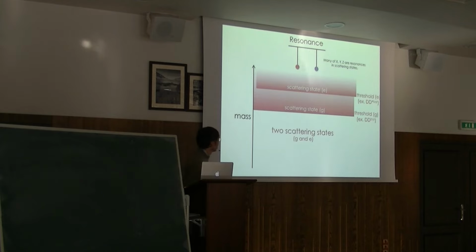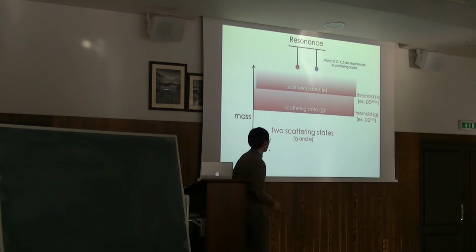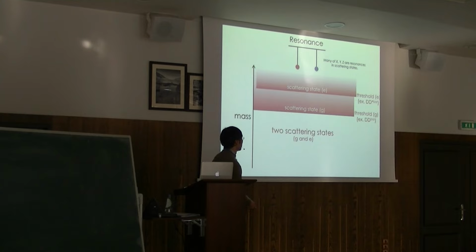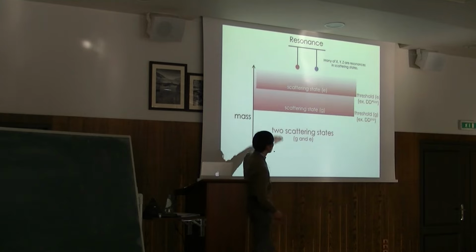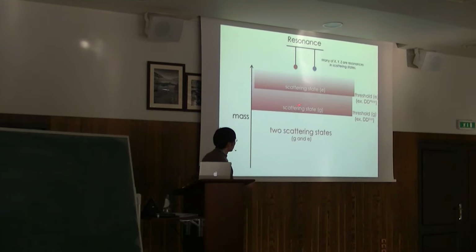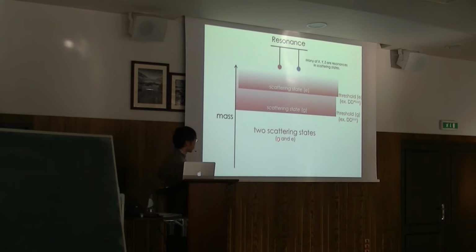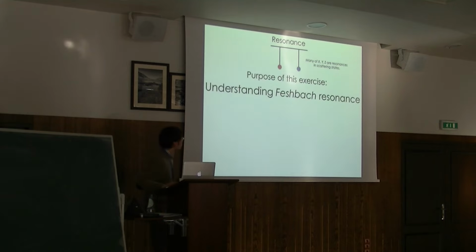And in my presentation, or in my problem, I simplify the real situation to a very simple form. As a threshold, I consider only two thresholds. And we consider the two scattering states, which are denoted by G and E, named after ground state and excited state. And especially, we focus on the Feshbach resonance.